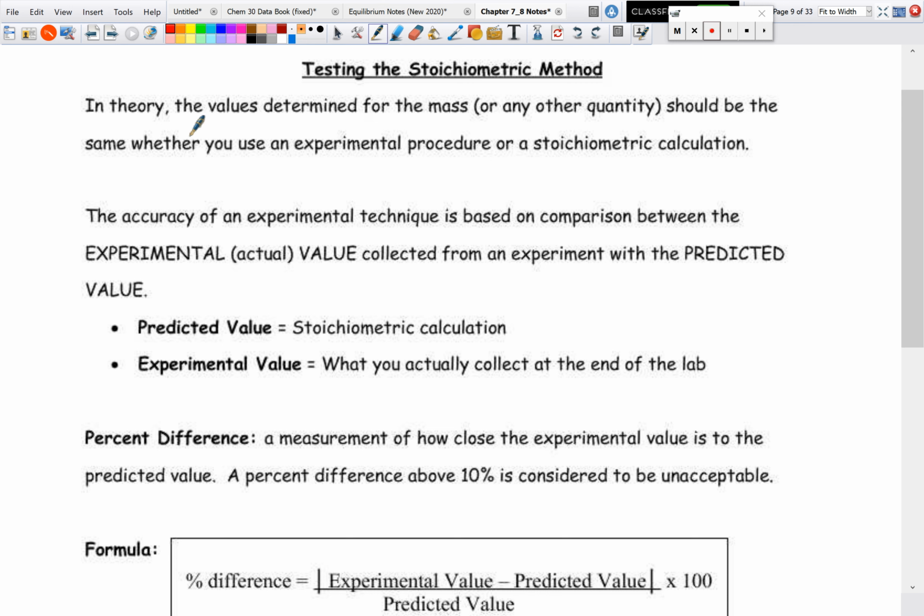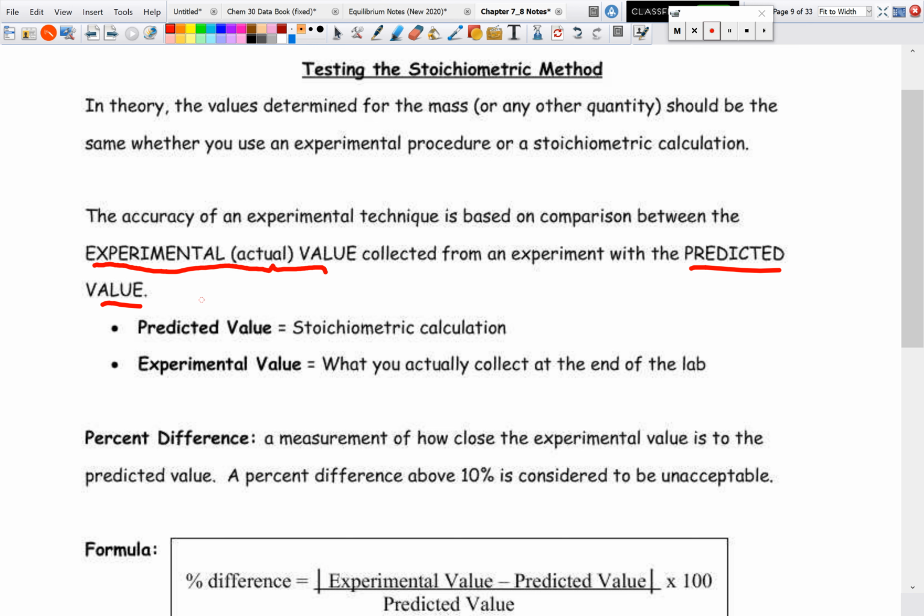So that's why it says here, in theory, the values determined for mass or any other quantity should be the same whether you use an experimental procedure or stoichiometric calculations, but the accuracy of experimental technique is based on comparison between your experimental value, what you actually collect at the end of a lab, compared to what you predict, and that is your stoichiometric calculations.